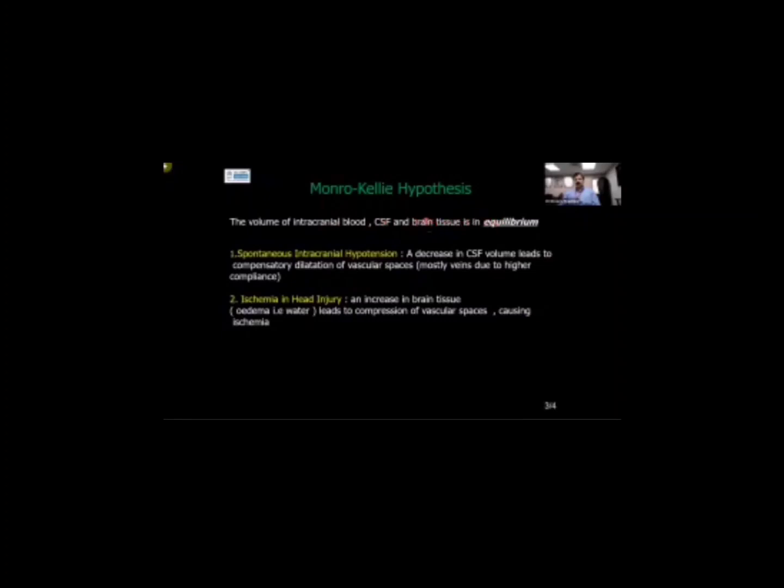What happens is, if there is diffuse brain edema, something has to decrease. Now, CSF is a liquid, and the principle of physics is that you cannot compress it. So what happens? The vessels get compressed, and that is why you get ischemia. And this is what we call the Monro-Kellie hypothesis, and this is asked in the examination. And ischemia and the head injury, this we have covered in the past. This is totally different. So here, in ischemia and the head injury, an increase in brain tissue leads to compression of vasculature causing ischemia. This concept is asked in the exam.